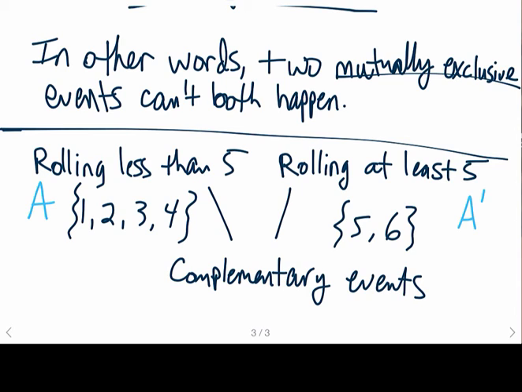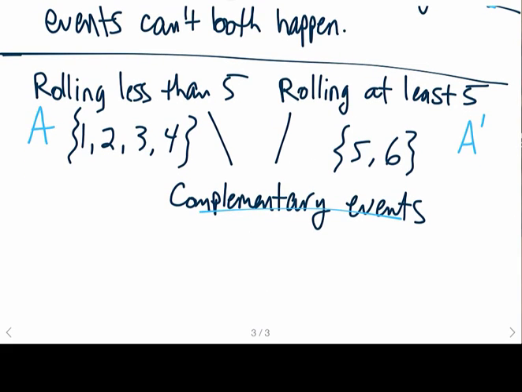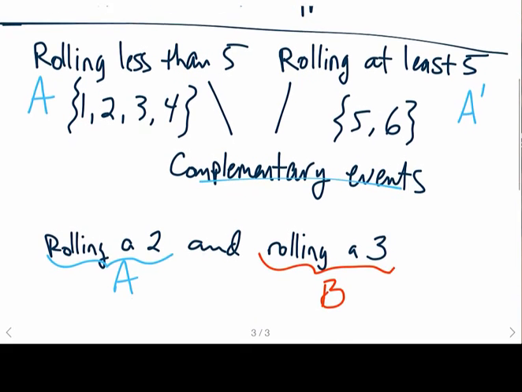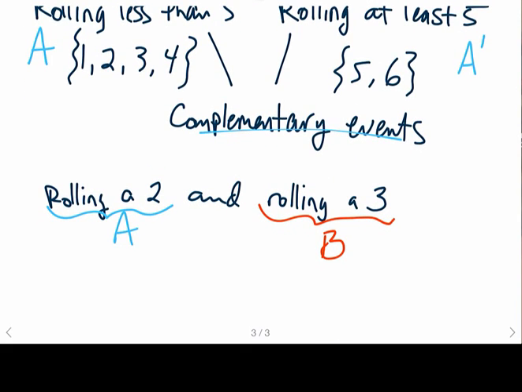I don't want you to think that all mutually exclusive events are complementary, because say rolling a 2 and rolling a 3, if we roll a die once, they're mutually exclusive, but they're not complements because they don't represent the entire sample space.